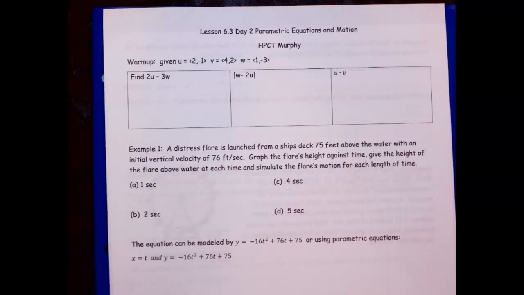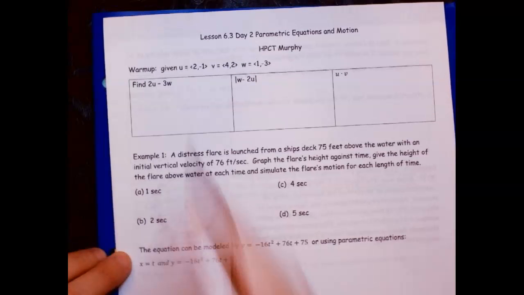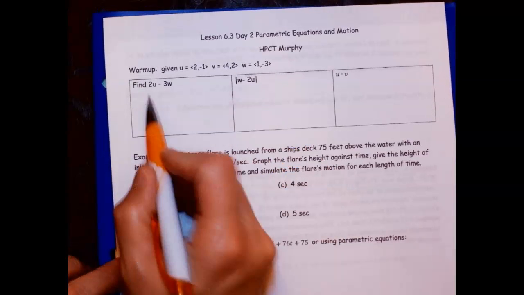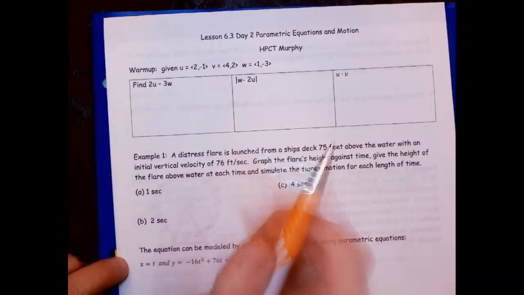Okay, the first 3 are just kind of warm-ups of some of the operations that we have done with vectors, and you should have also done the warm-up on Canvas. Again, just trying to help you because we got a quiz coming up at the end of this week as well. So we're looking for find 2u minus 3w.